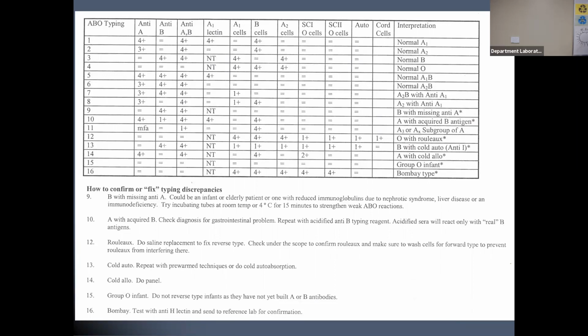Bombay type is very rare. I highly doubt you'll encounter it in your career. I've never personally seen it, and if you do see it, please write it up as a case study, and it'll be very interesting.